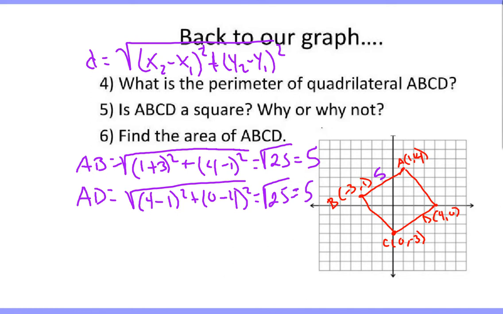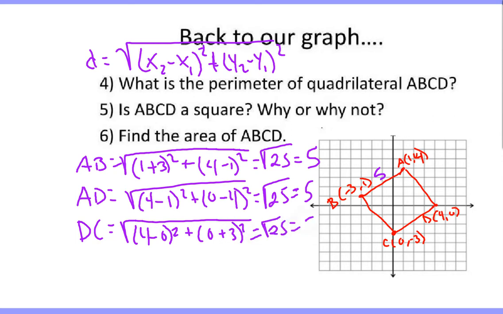And then we would do the same thing for DC, from D to C. So we would find DC. And for DC, we have 4 minus 0 squared plus 0 minus 3 squared, so 0 plus 3 squared. And once again, you see we have the square root of 25. And for the last one that we would have is BC, and I'm just going to go ahead and tell you guys, it's going to end up being 5 as well. And so, yes, it does end up being a square since all sides are congruent with a length of 5.